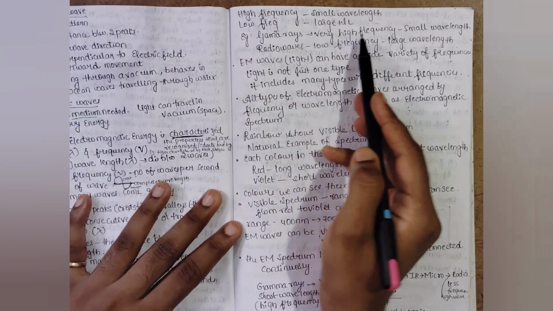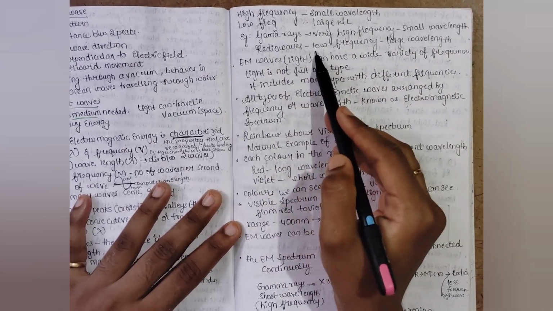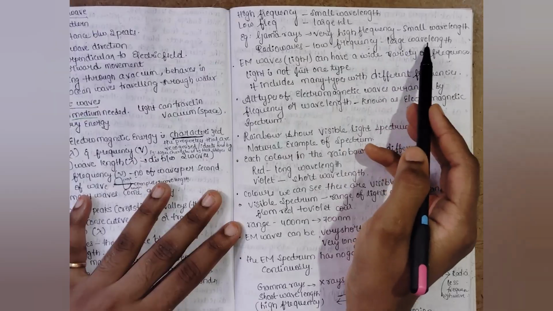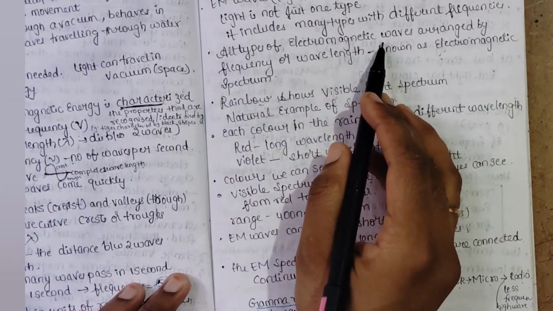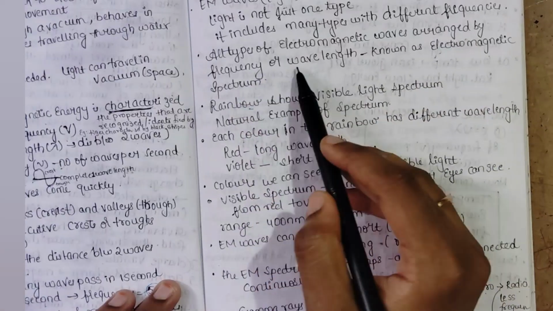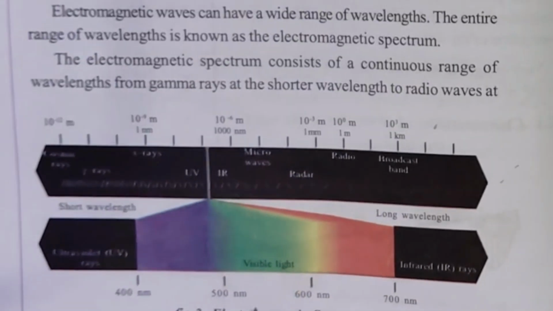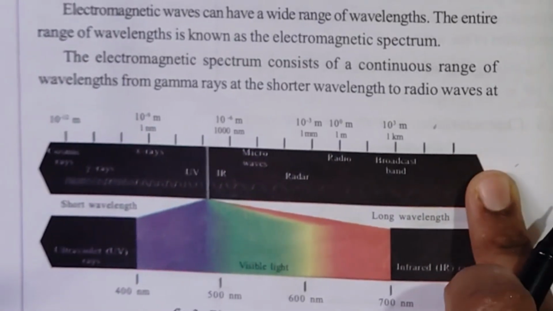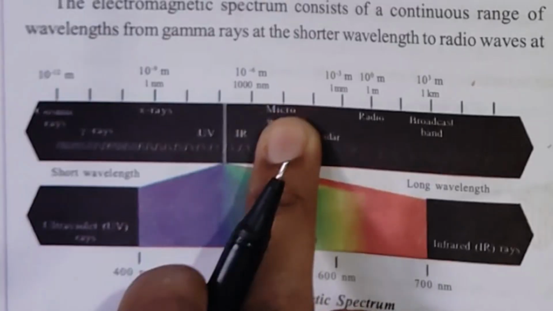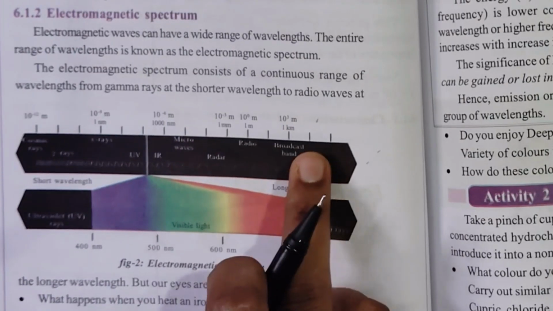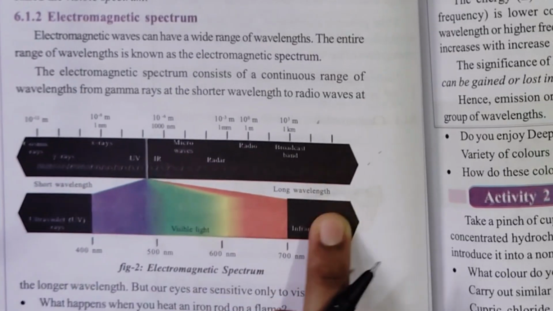Gamma rays will have high frequency, so small wavelength. Radio waves will have low frequency, so larger wavelength. All types of electromagnetic waves arranged by frequency or wavelength are known as the electromagnetic spectrum. See, this is the electromagnetic spectrum from cosmic rays, gamma rays, X-rays, UV, IR, microwaves, radar, radio waves and broadcast band. Here, this is the visible range.